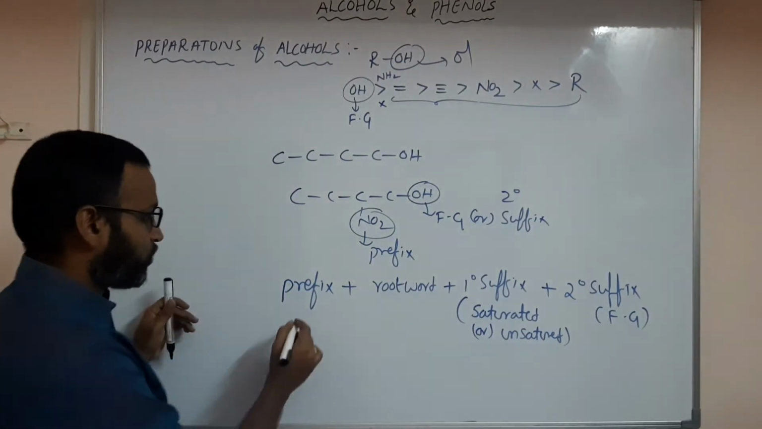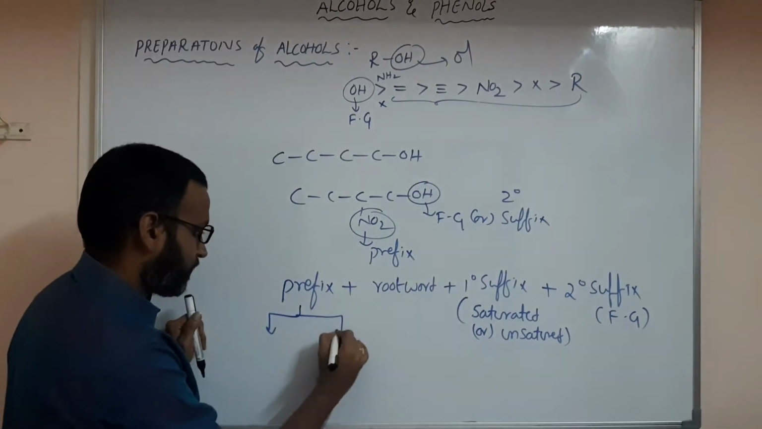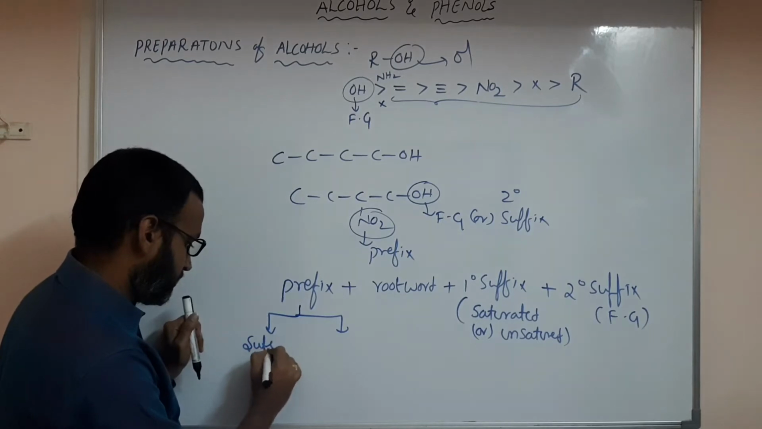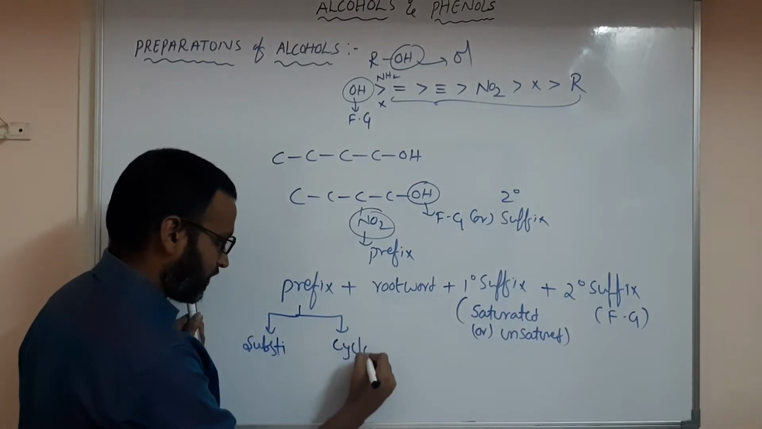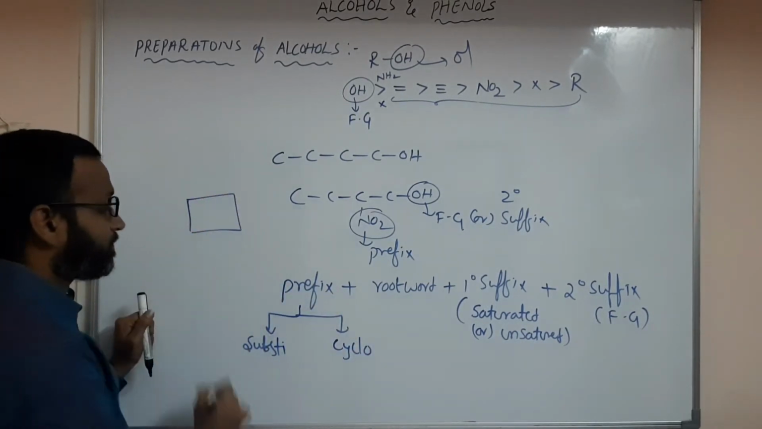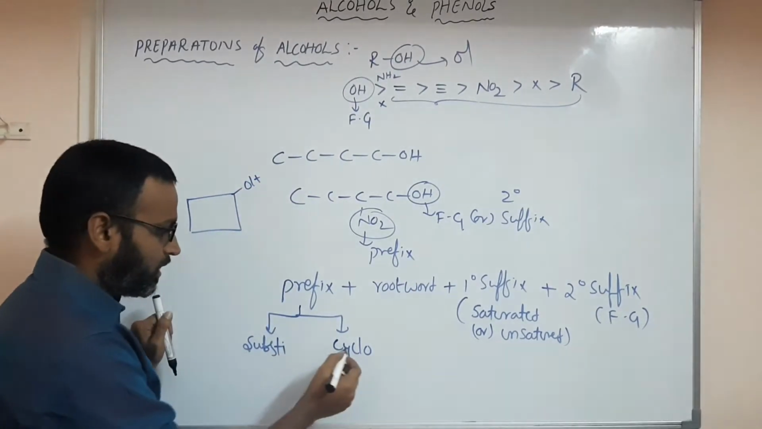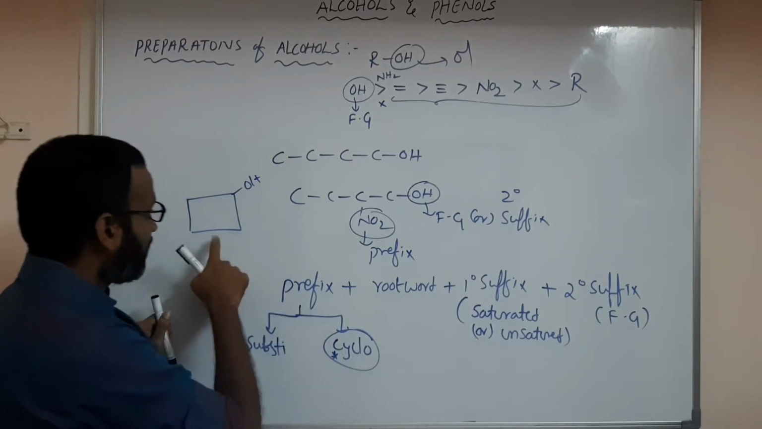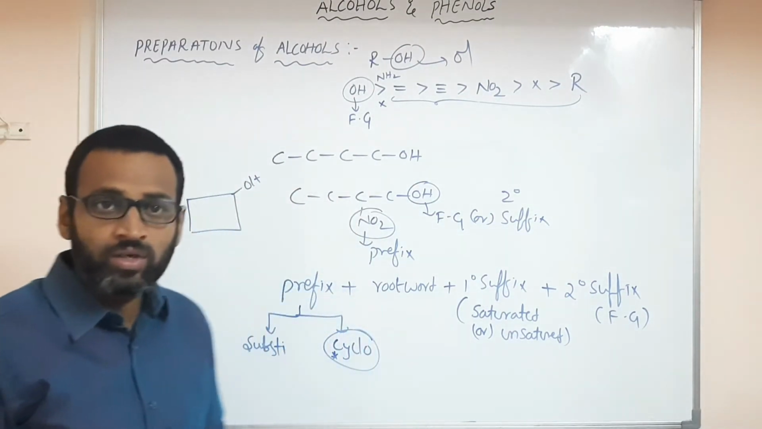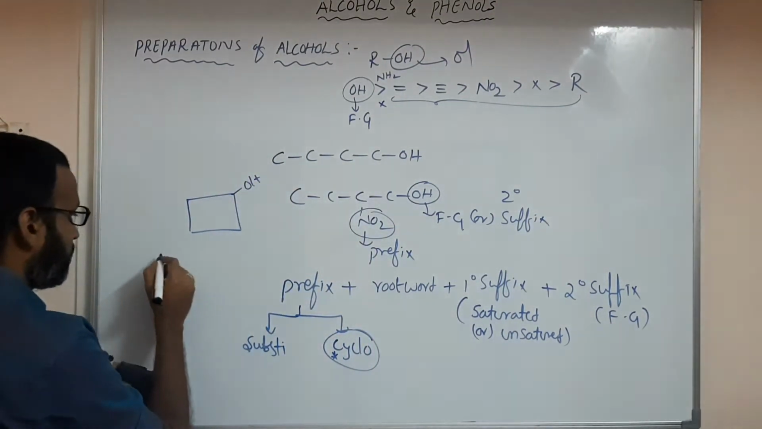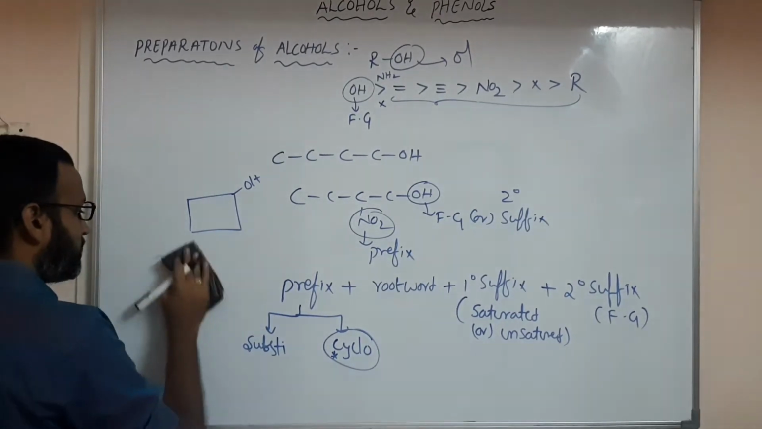So prefix is actually of two types: primary prefix and secondary prefix. One is the substituent prefix, and we use cyclo as a prefix only for cyclic compounds. Suppose you have OH like this. Now it is cyclobutanol. This cyclo we use only for cyclic compounds when there is no conjugation. If conjugation is there, we call it benzene. If you have it like this, don't call it cyclo. It is called benzene simply. Everybody knows this.